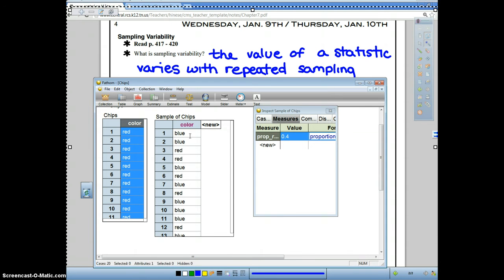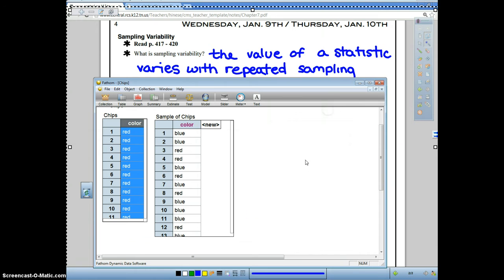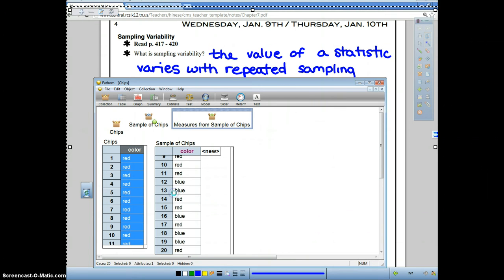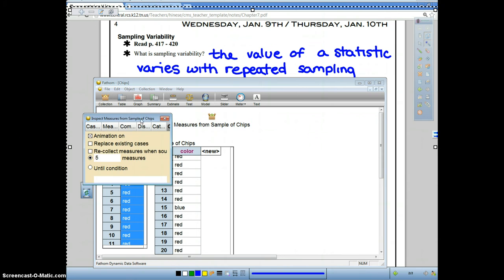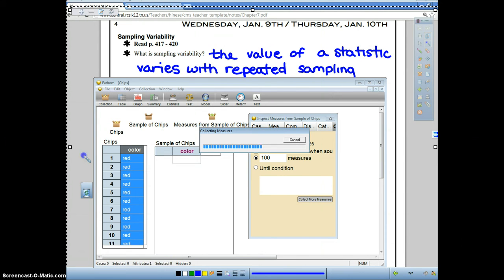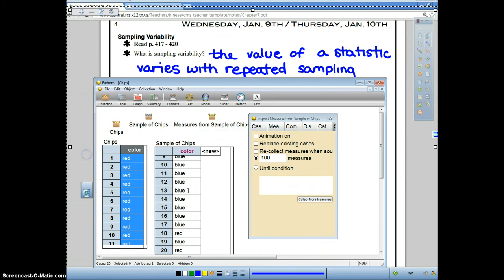If I were to take another sample, I probably wouldn't get the same thing, so I might have a different proportion. So what we're going to do then is go back up here and take a lot of samples. That's what's going on here. It just took 5 samples. Instead of 5, we're actually going to tell it to take 100. And each time it's going to take a sample and find the proportion of them that are red.